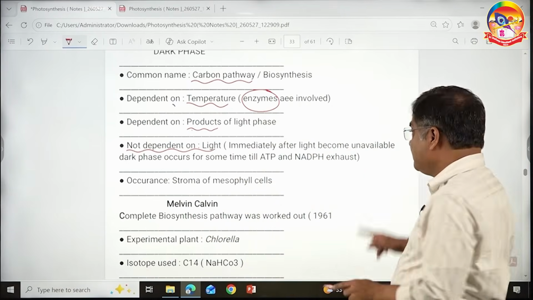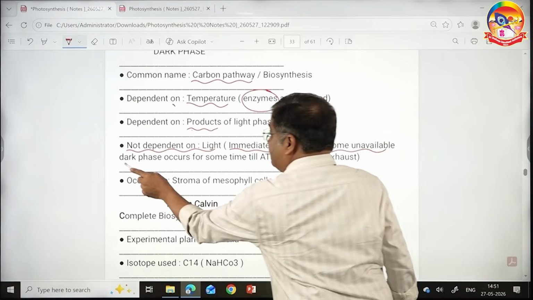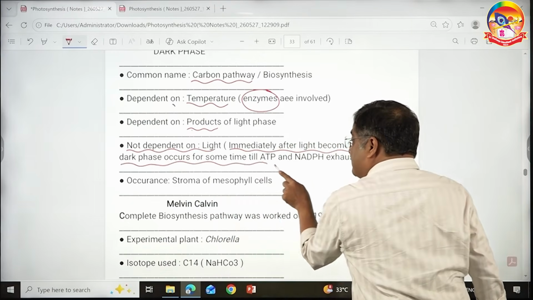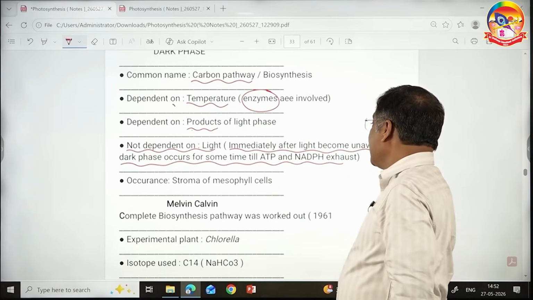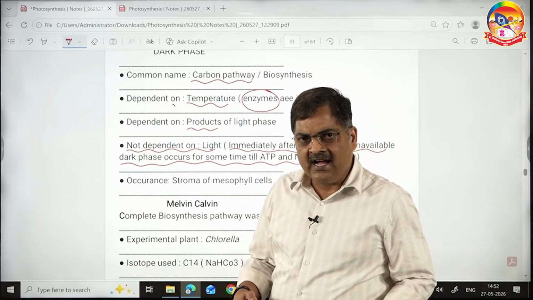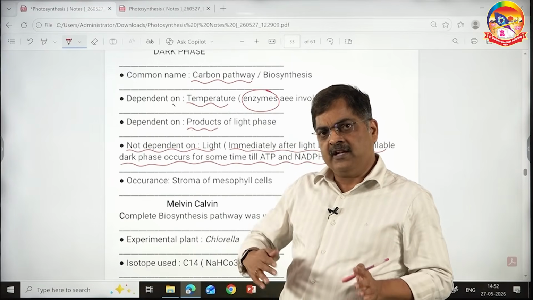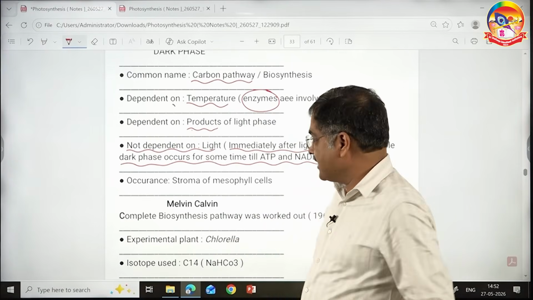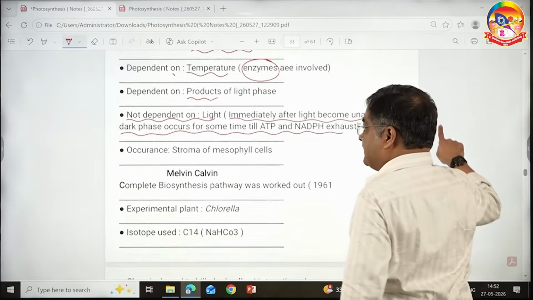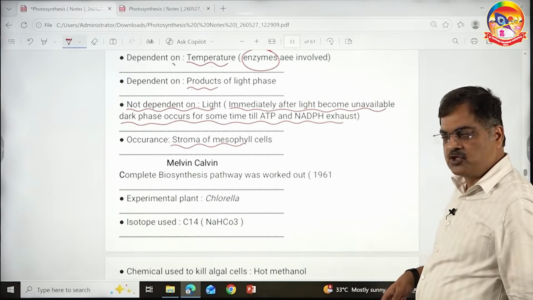Now there is a proof. Immediately after light becomes unavailable, the dark phase occurs for some time till ATP and NADPH exhaust. So it means that it is not dependent on light. It is dependent on the light phase. All right. Then occurrence: it occurs in the stroma of mesophyll cells mostly.